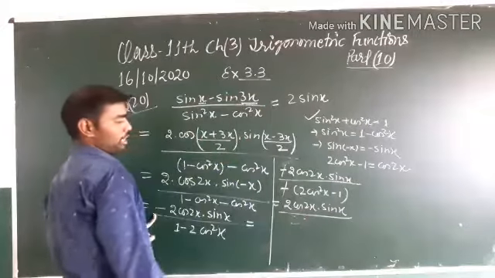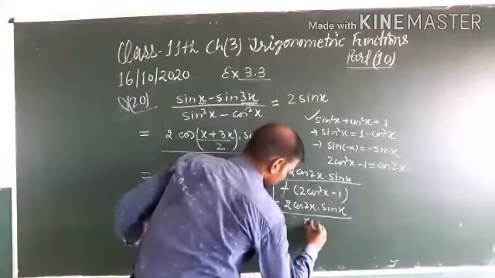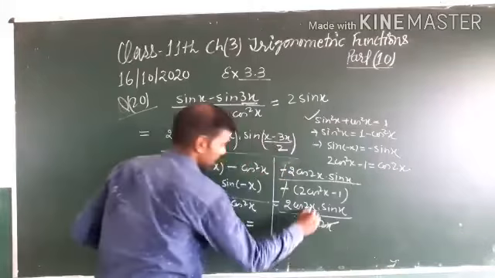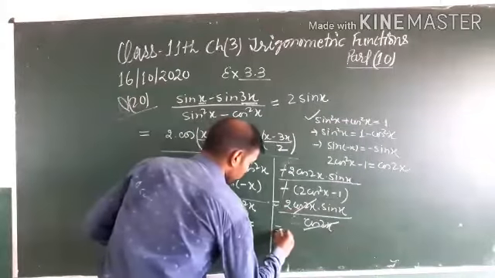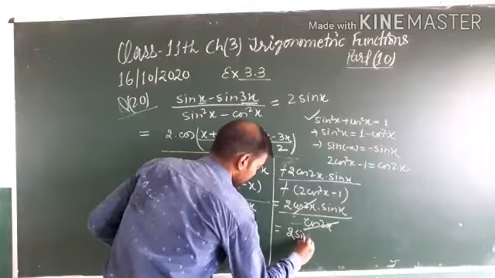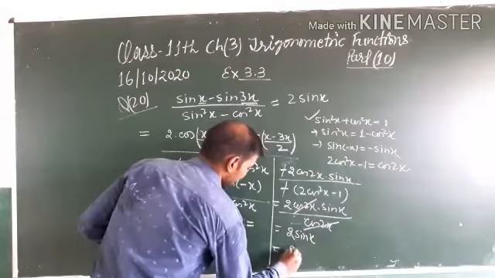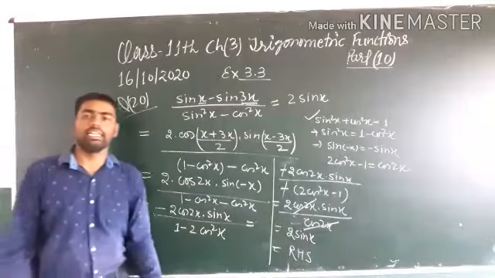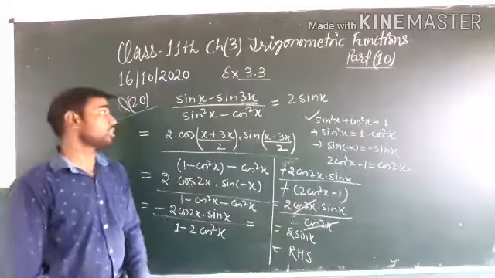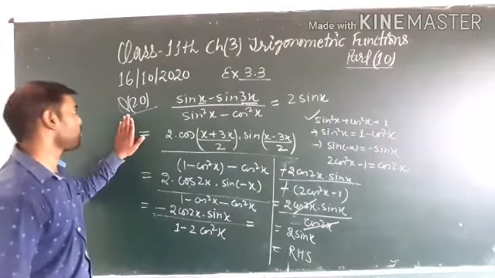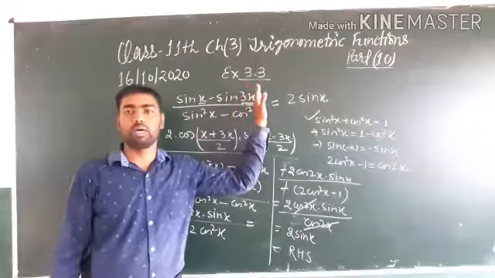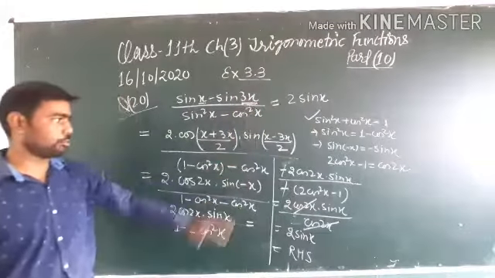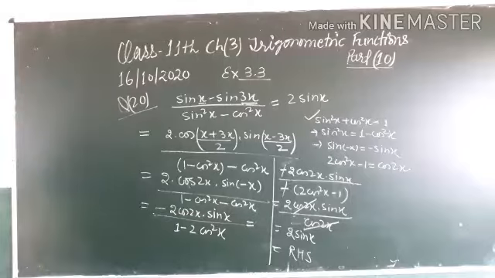2 cos square x minus 1, which is equal to cos 2x. So cos 2x and cos 2x are cancelled out, and we find 2 sin x. This is the right hand side. So left hand side is equal to right hand side. Hence, this is the complete explanation of question number 20 of exercise 3.3. To proceed further, please pause the video and note it down.